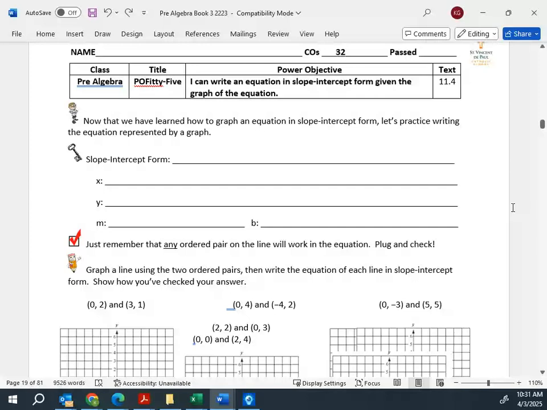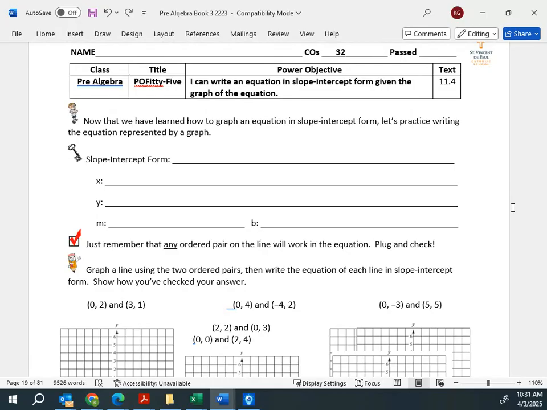Good morning. Today we are continuing on with slope-intercept form. This is: I can write an equation in slope-intercept form given the graph of an equation.